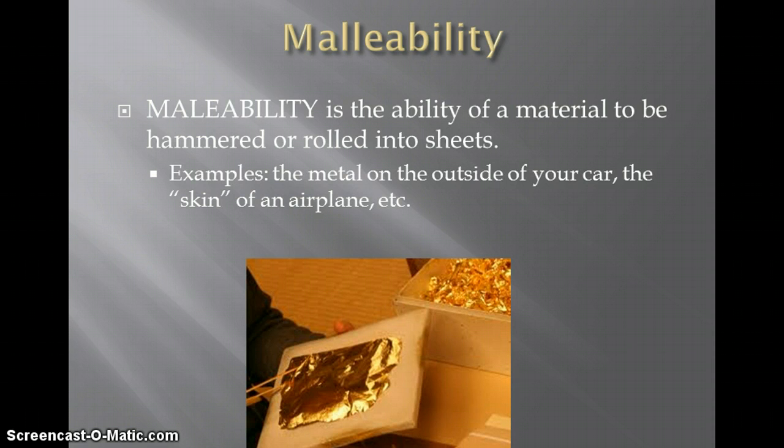The skin of an airplane is made of aluminum that's light and durable, but is able to be flattened out. Or in this picture, you have what is called gold leaf. It's usually used to decorate things, and it's a very, very, very thin sheet of gold that's been hammered out.